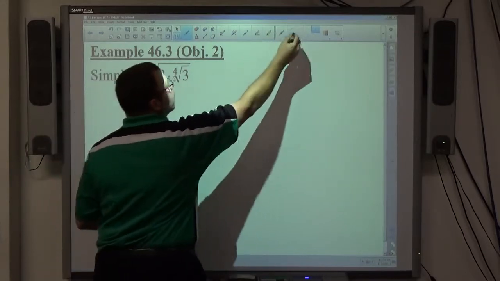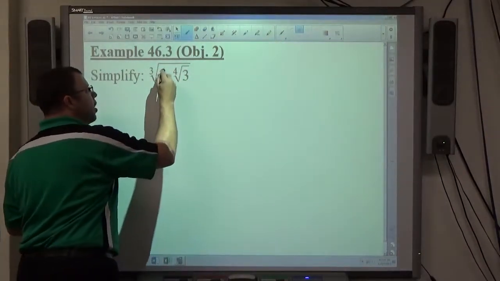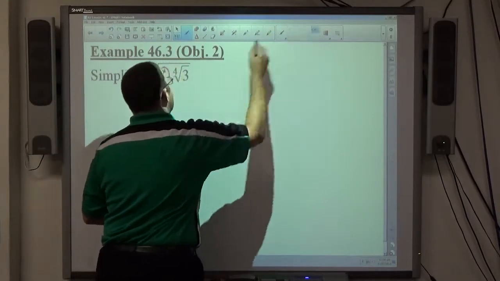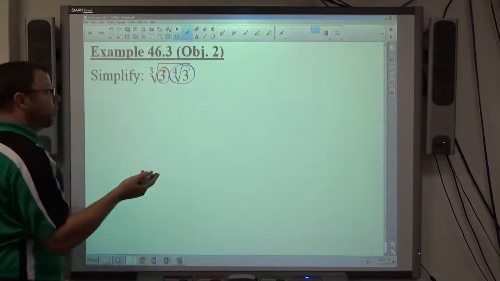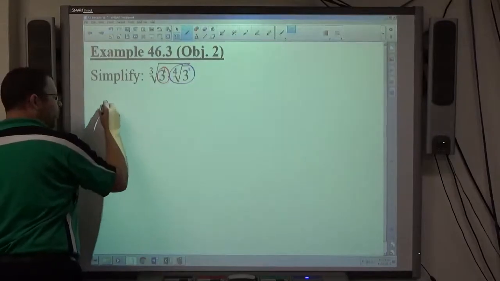So looking at the structure again, we have a radical inside a radical, so it's the same kind of problem as the last one. We have a number 3, which is to the first power, and we have the 4th root of 3. 3 is to the first power, and this time it has a 4th root, and we're doing a cube root of the whole thing. So if I take a look at the whole thing, I've got a cube root.